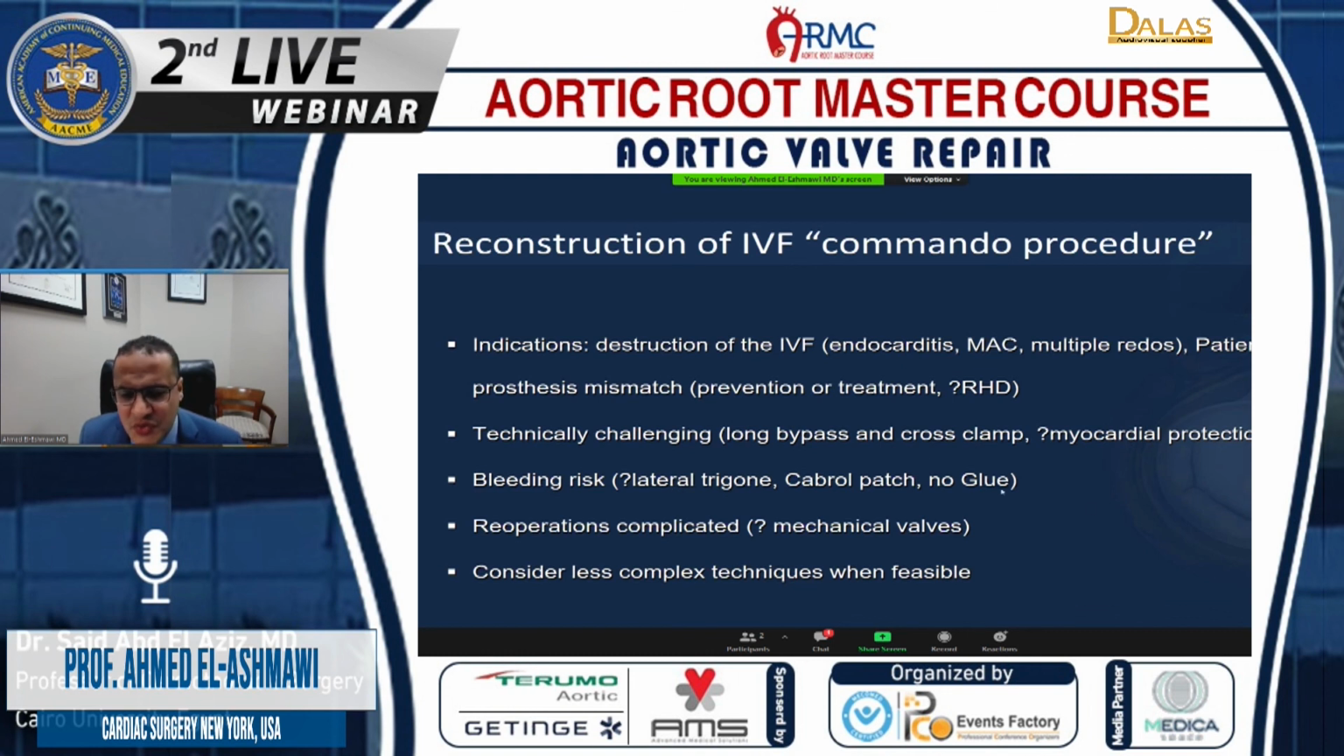We avoid using glues in general because it can cause a problem with the patch in the long term. We believe that it can lead to fistulas or communication, so we refrain from using any glues or adhesives during the procedure. Again, re-operations after Commando are very complex operations, and sometimes the anatomy is even impossible to understand. So it's a debate whether to use mechanical or tissue valves. I'll leave that to discussion. And at the end, I should always consider a less complex procedure whenever feasible. So this is definitely not our first choice for these cases.